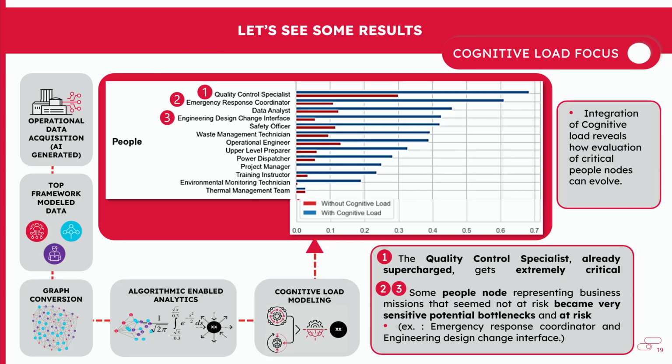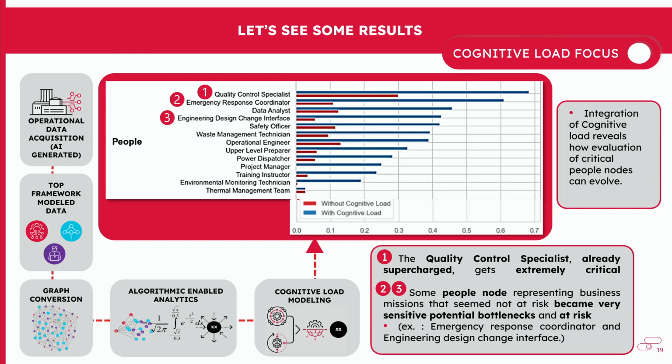Then we talk about cognitive load. What you see in the figure, quite simply, is how we model business centrality without cognitive load integration in red, and with cognitive load integration in blue. And as you can see, the identification of potential bottlenecks and risk for entities changes drastically for people nodes, business roles if you want. And you see that in number 1, our quality control specialist that we have discussed a lot in previous slides is even more overloaded here.